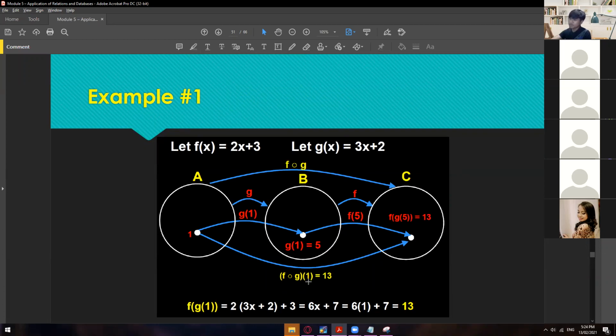So in here we have 1. Whatever that a is, you have to substitute that 1 into your g of x. So take note, you have to substitute that into your g of x, not your f of x. So g of x first. So we have here 1, right? So 3 times 1 plus 2 is equal to 8. Is that correct?